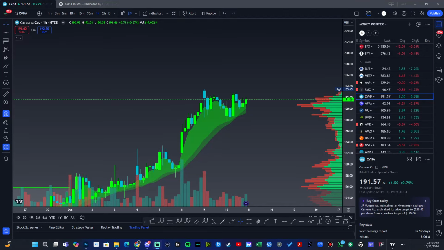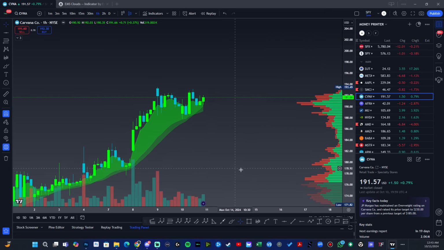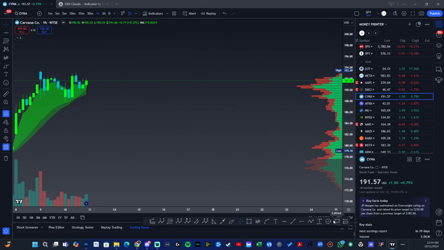One thing I'm adding here, guys, before we get into the next series, is I wanted to discuss the angle of the wedges. So there's a few different types of wedges that I like to trade. A falling wedge, which is one of my favorites, and then more of like a bull flag or a bull pennant. So what does a falling wedge look like?